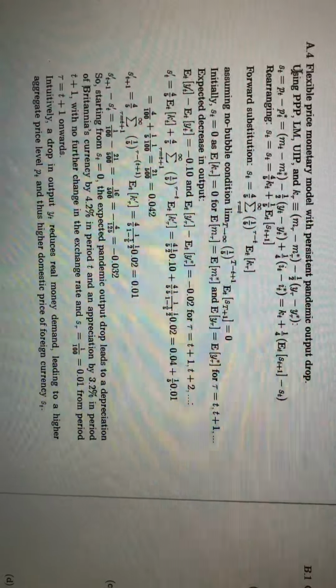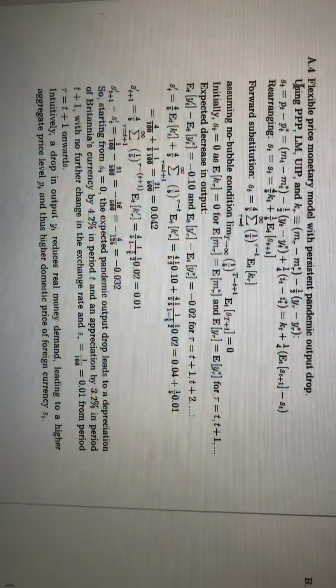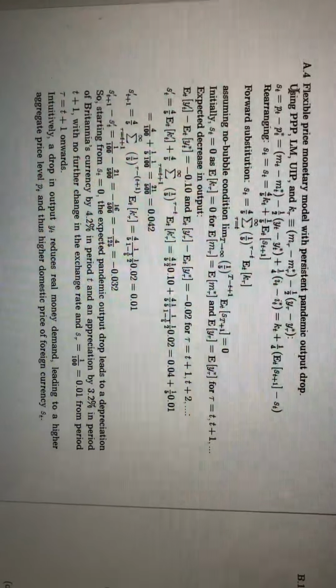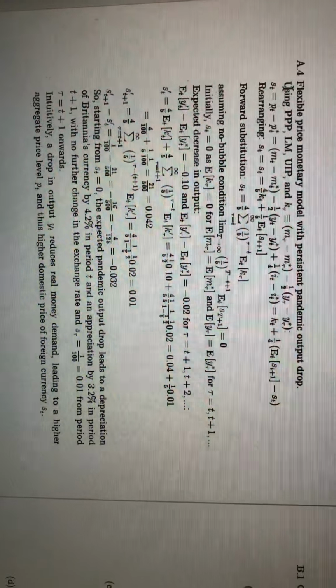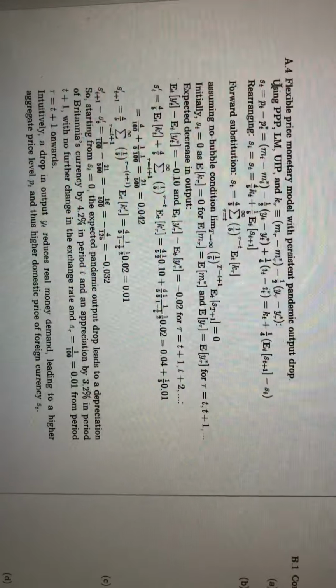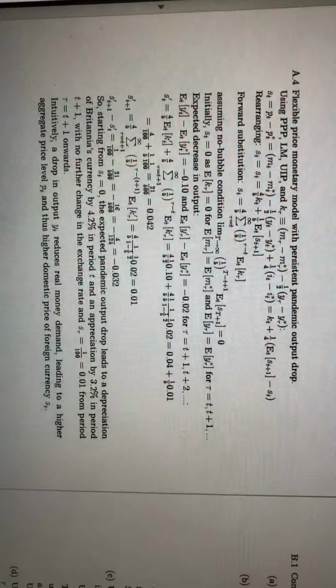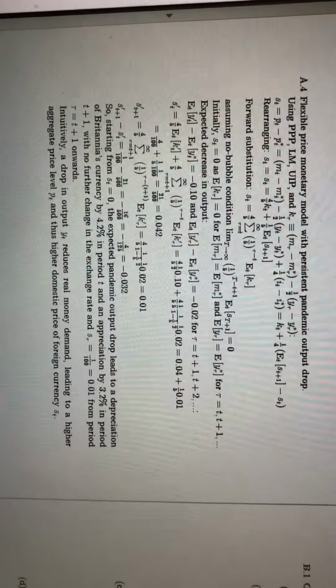So today we are going to talk about a flexible price monetary model with persistent output drop. I tend to use a real exam question for this topic because the derivation is a very good example of what should be expected to do in every problem.